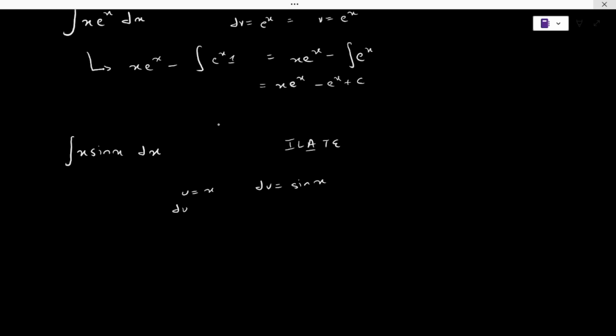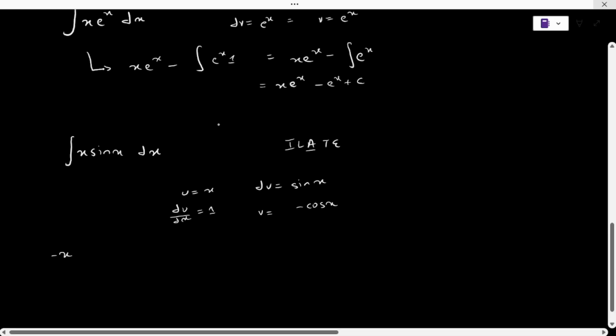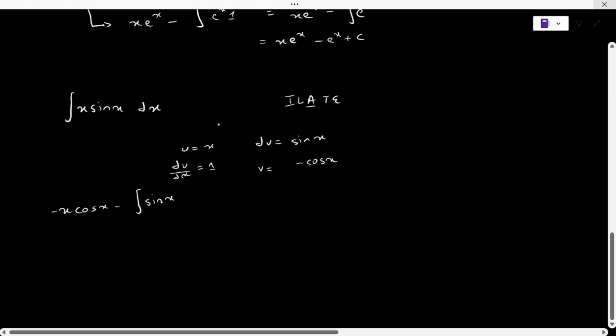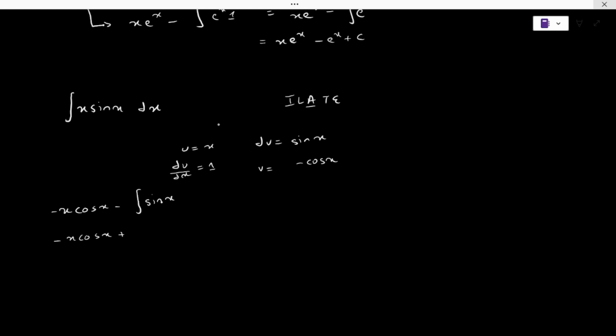The differential of x is 1, and we know that if we integrate sin x, we get minus cos x. So u times v, which is minus x times cos x, minus the integral of sin x. The integral of sin x is minus cos x. So our final answer will be minus x cos x plus sin x plus c.